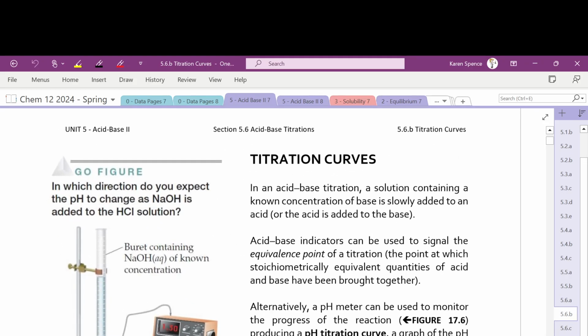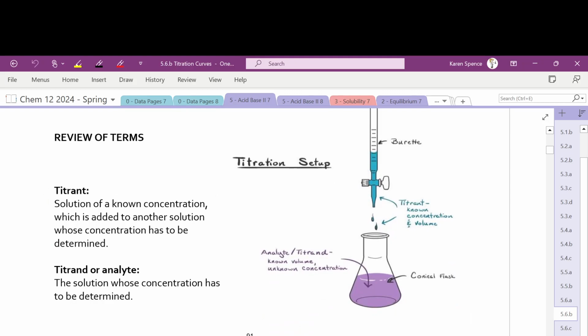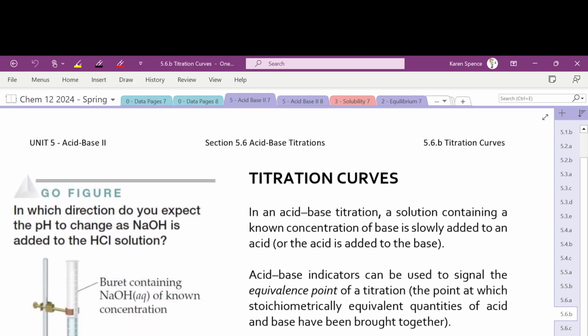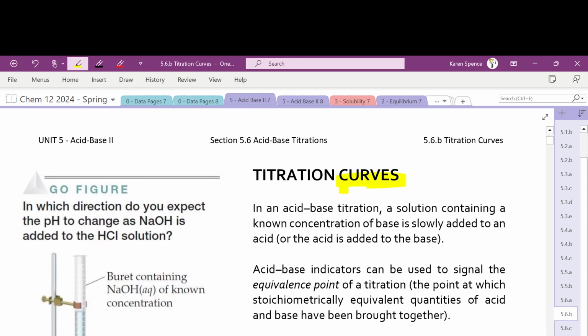And now we're going to go on to page 91. And we're going to look at titration curves, which is basically the graphs. And it's going to be the graphs of pH versus volume.